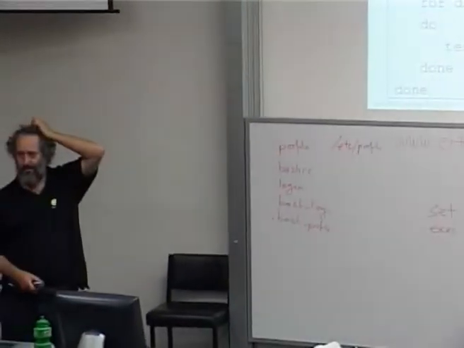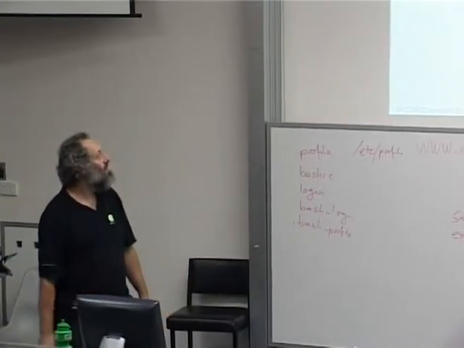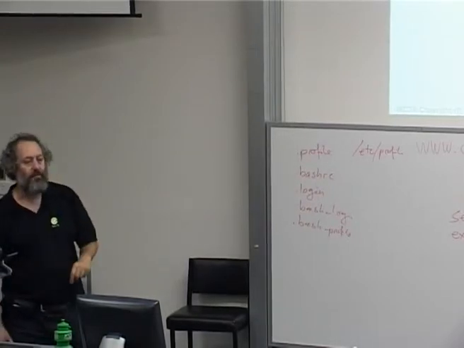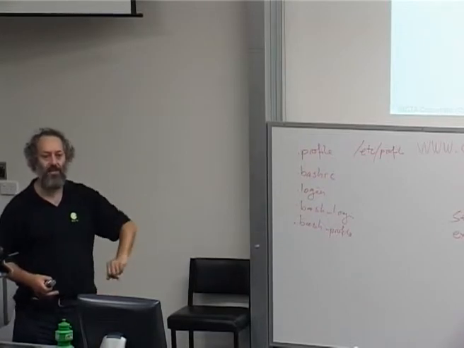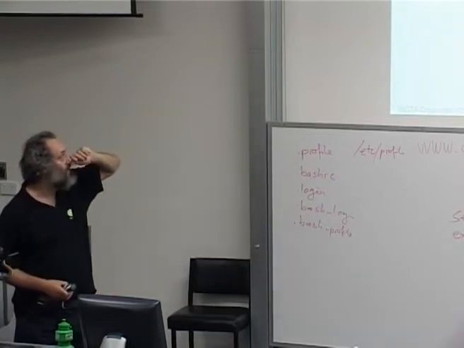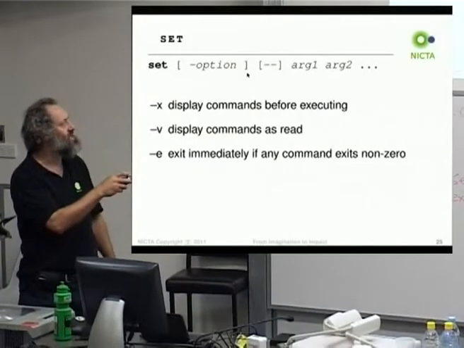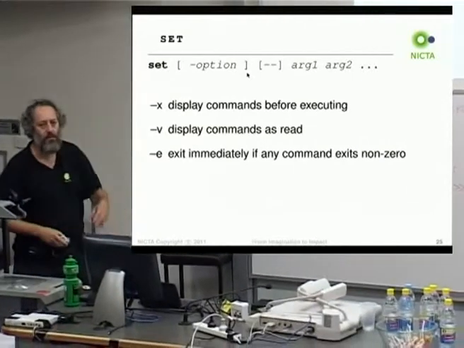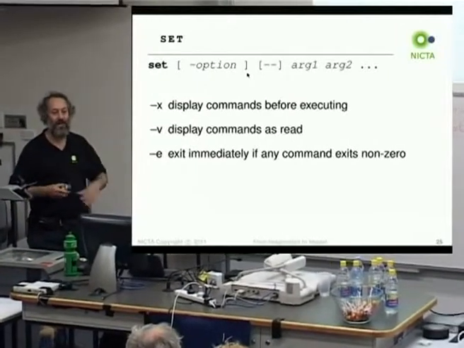Let's see what happens. It's fun, isn't it? When you invoke the shell, you can give arguments. But you can also change those arguments inside the shell with the set directive. So this is the format of it: set, dash option, dash dash to separate option arguments from real arguments, and then all the args.